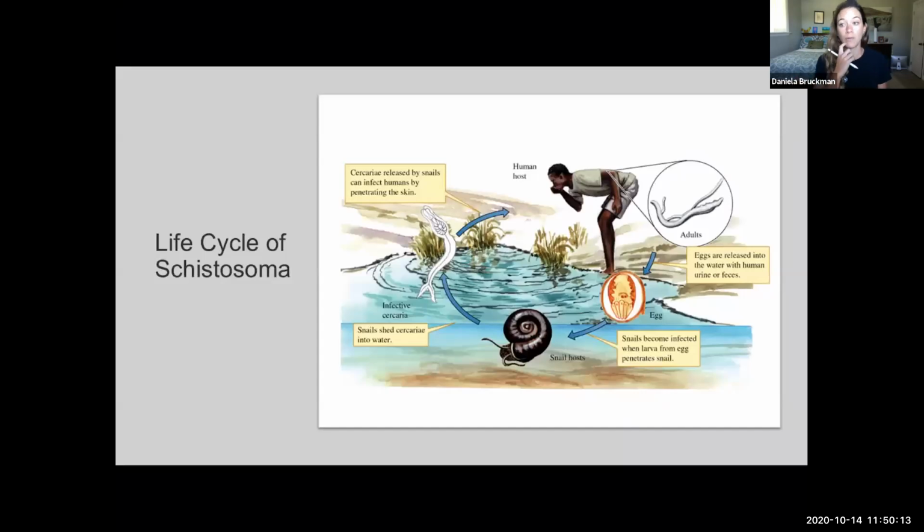This is going to be one of the examples of life cycles where we can see multiple hosts being involved, where the human is the definitive host and a snail is the intermediate host. And the reason that this is a common disease in developing countries is because it's oftentimes found in places with poor sanitation and poor infrastructure.